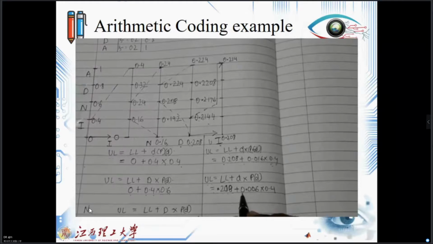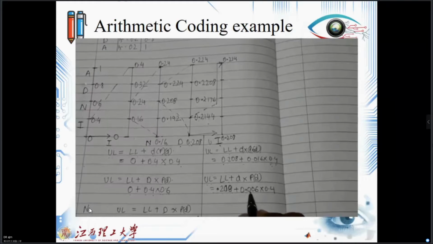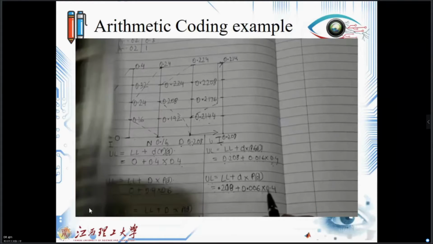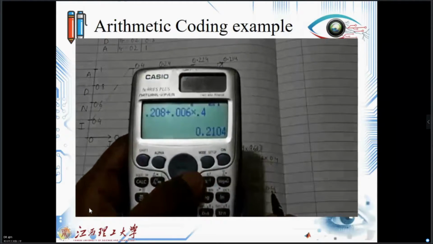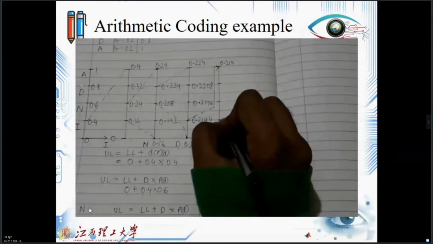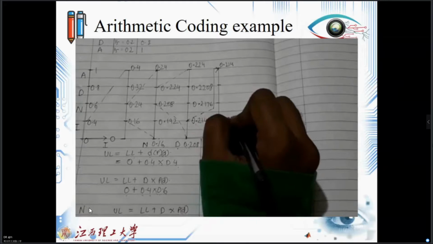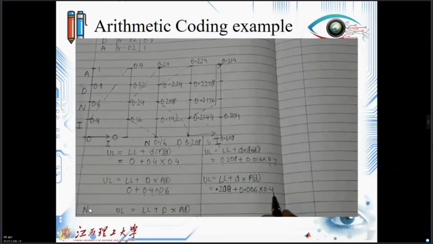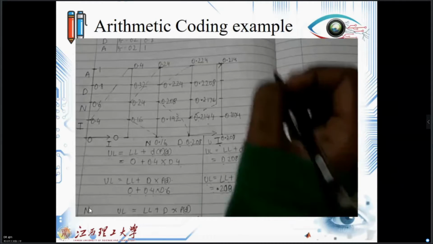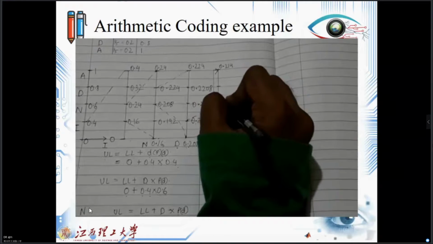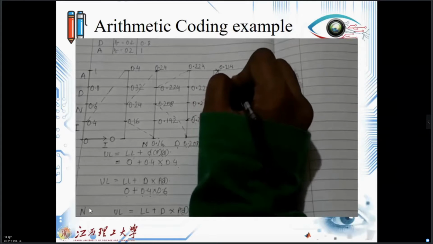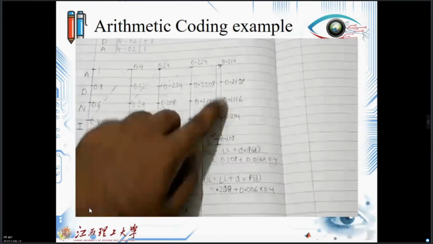0.208 plus 0.006 multiplied by 0.4. That can be calculated as the limits that we have. The calculation becomes 0.2104 as the first step. Again, we can write the steps and calculate and see these values which come out. The values will come out from the formulas.